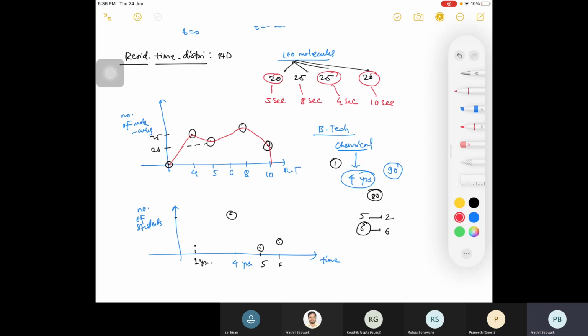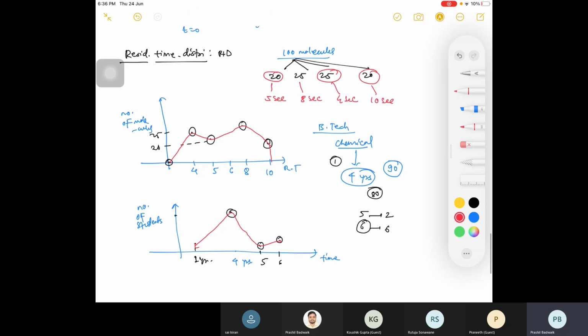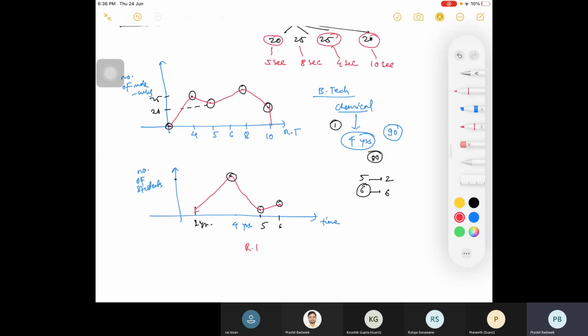So see, there is a distribution, right? There is distribution of your residence time. So this is the basic idea of residence time distribution. It is the residence time distribution of students of chemical engineering. This is the basic idea. Now if I wanted to know the total number of students, I'll sum it all, then I'll get the total number of students. So this was about residence time distribution. I hope you are clear with this.